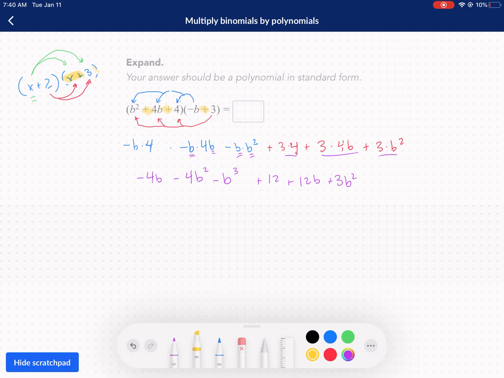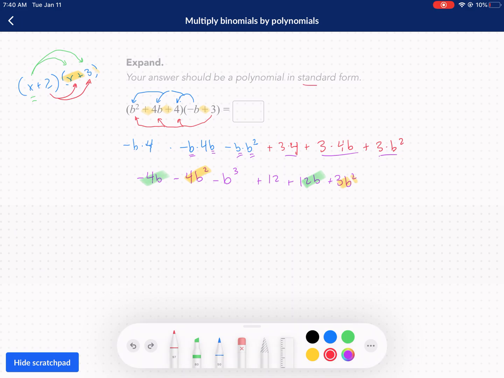The final step, combine like terms. I'm looking for anything that's the same. I have a b squared here, a b squared here. Let's change color. I have a b here, I have a b here. And the b cubed and the 12 are by themselves. They don't have any other like terms. So now we can write our final result.